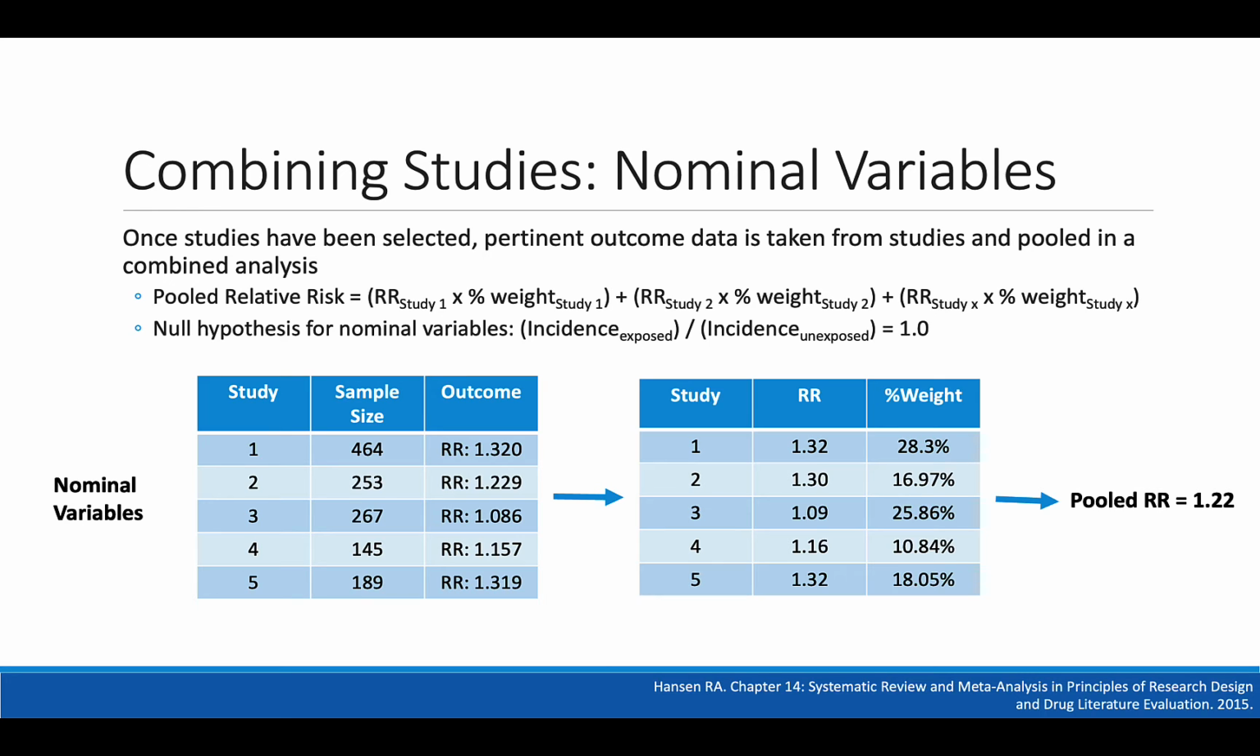We then look at those studies in a slightly different light and we weight them based on their sample size or variance, and then we develop a pooled relative risk here. And again, what we're doing is multiplying these relative risks by a particular weight, and then adding them all together. In this case, our pooled relative risk was 1.22 after we multiplied each individual relative risk by its percent weight.